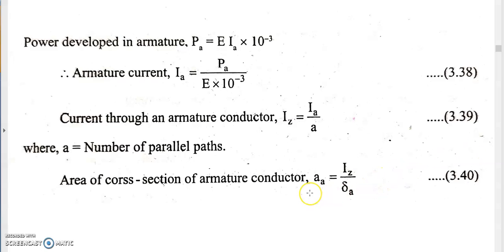In the next video lecture, we will be discussing the field system in a DC machine.